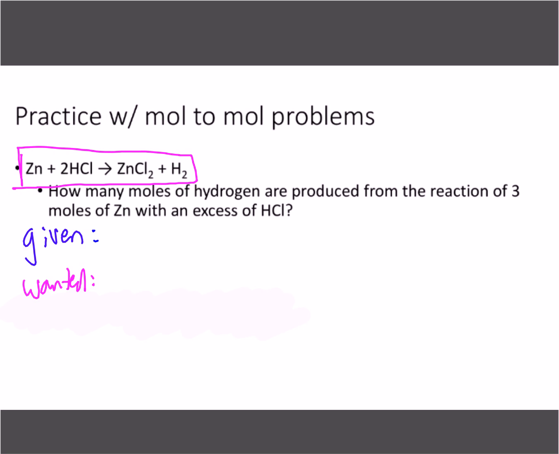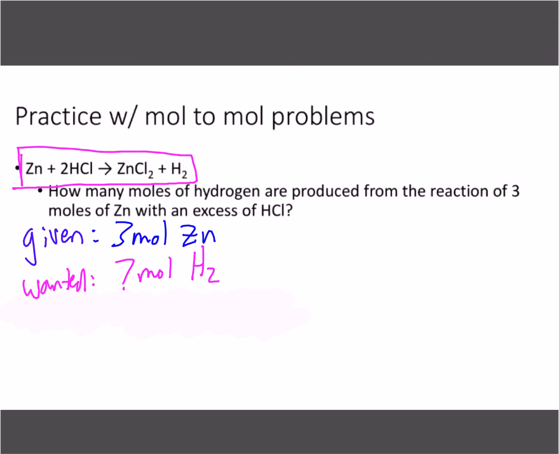So what's my given? I've got 3 moles of zinc. What's my wanted? What am I trying to get to? How many moles of hydrogen? Why do we have to write hydrogen with an H2 there? Brinkelhof, which means it's a diatomic. When they're by themselves, they exist in pairs of 2.